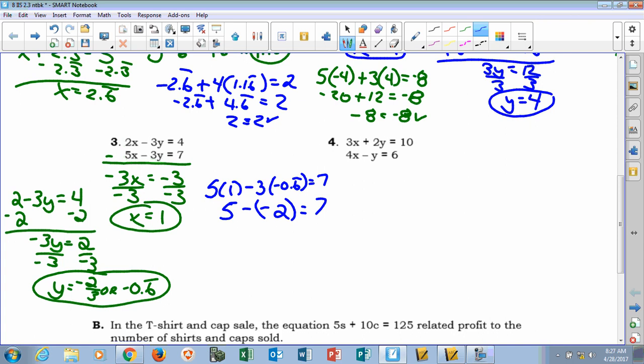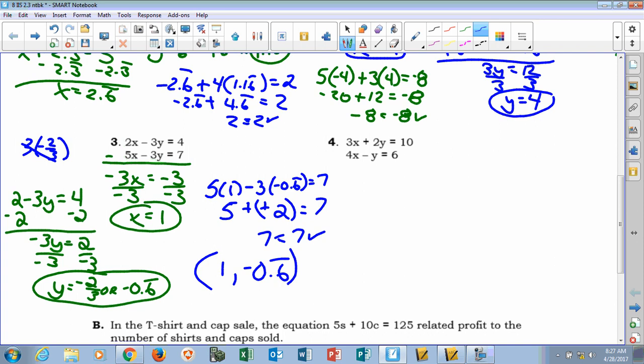And again, if you just plug the fraction in, 3 times negative 2/3, right? Cancel out. So I got a double negative, right? Which means positive. So we get 7 equals 7. So we got the right answer, don't we? Our coordinate is 1 and negative 0.6 repeating. Okay. So far so good, right?